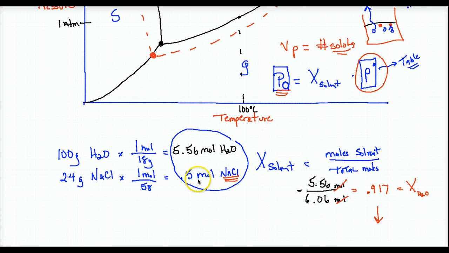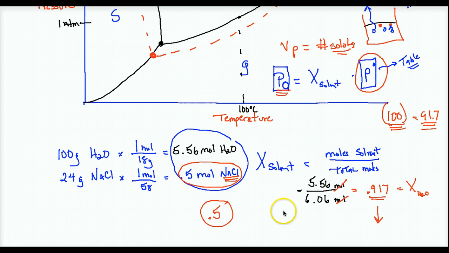So let's pretend I was to add even more sodium chloride. Let's pretend that this mole fraction went from 0.917 to 0.5. Let's pretend that this number is 100, just to make it nice. So 0.917 times that would give me 91.7. It was 100, and now my vapor pressure has dropped to 91.7. Now, if this number is 0.5, well, now 0.5 times 100, now it's 50.